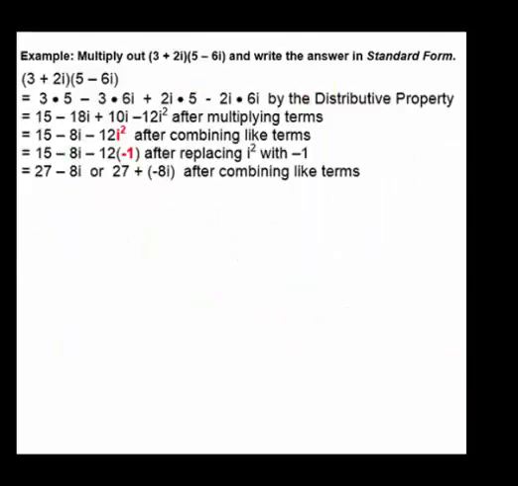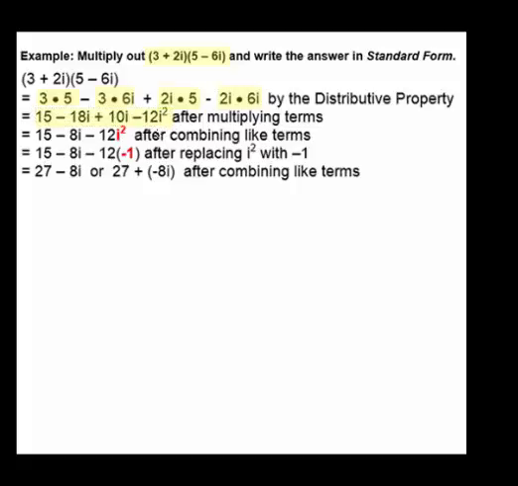In the first example, we're going to multiply out the complex numbers 3 plus 2i times 5 minus 6i and write the answer in standard form. We'll multiply this out just as if we were multiplying 3 plus 2x times 5 minus 6x. We just FOIL this out, or use the distributive property, multiplying out 3 times 5, 3 times -6i, 2i times 5, and 2i times -6i. And when we multiply out these terms, we get 15 minus 18i plus 10i minus 12i squared.